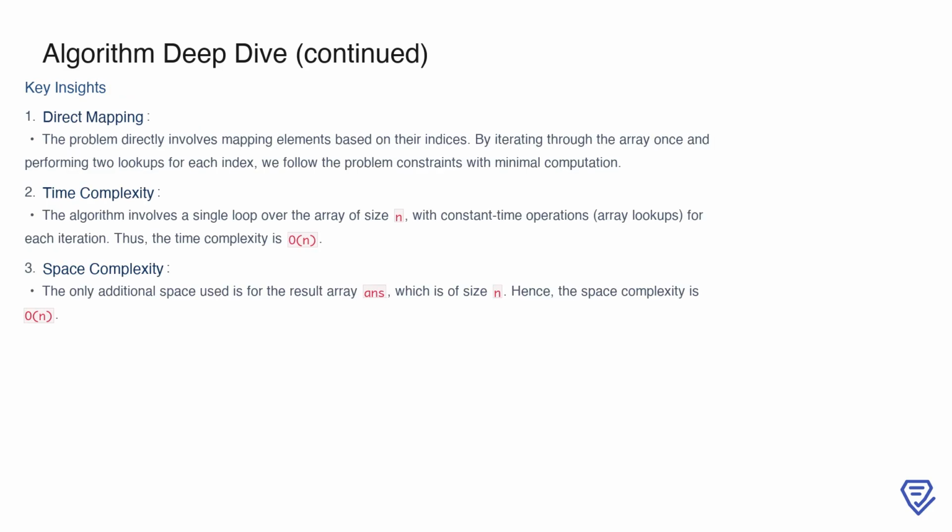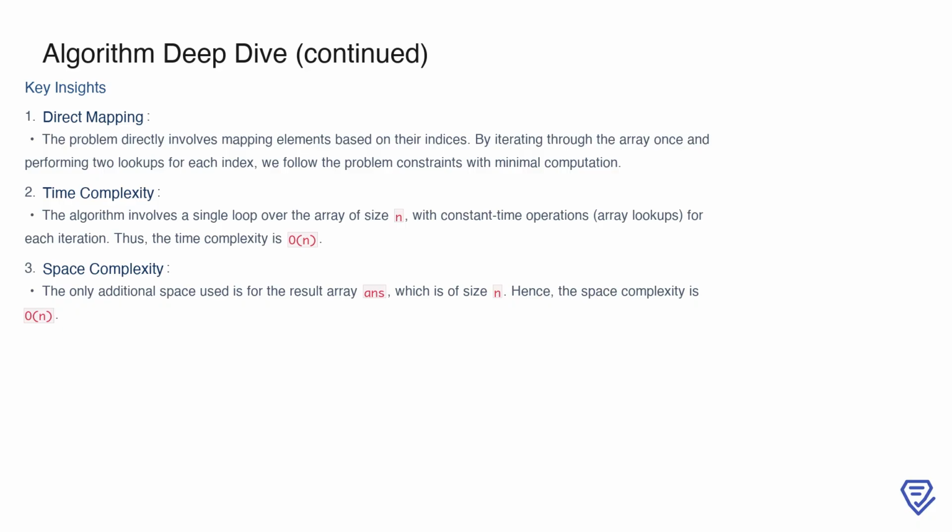This approach brings to light some important insights about the algorithm. First, the problem is fundamentally about direct mapping, where each element in the output array is derived through two lookups in the input array. By iterating through the input array once and performing two constant time operations for each index, we adhere to the problem constraints while keeping the computation efficient.